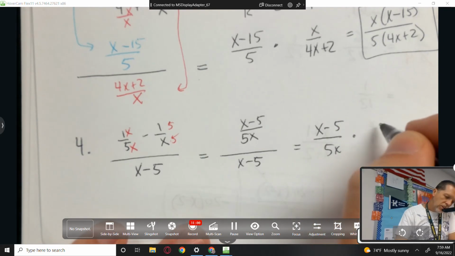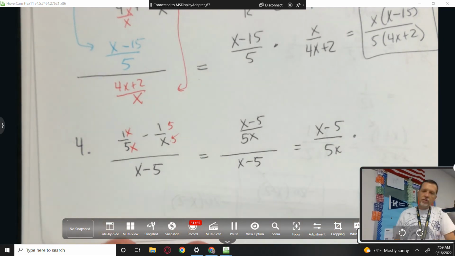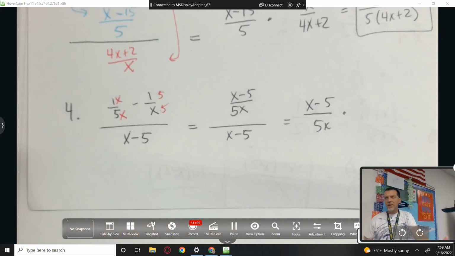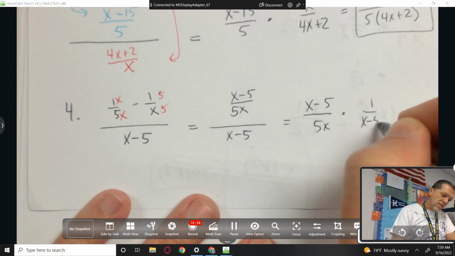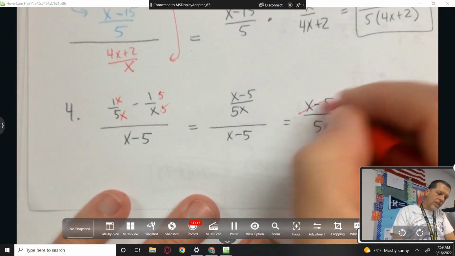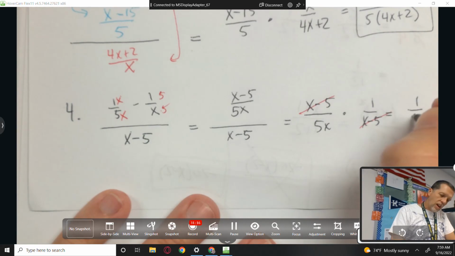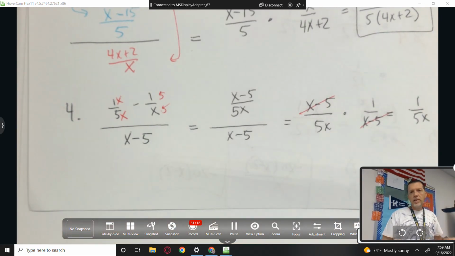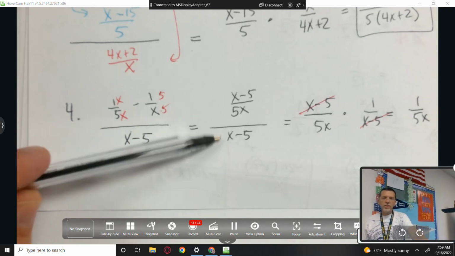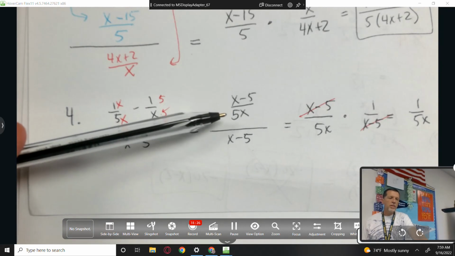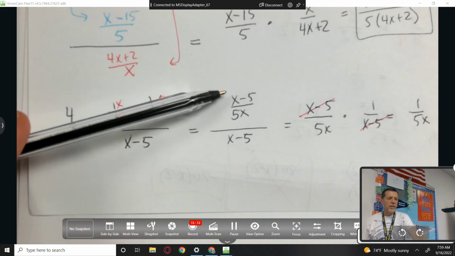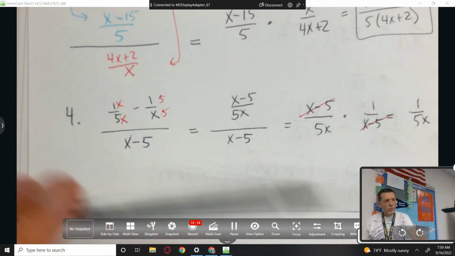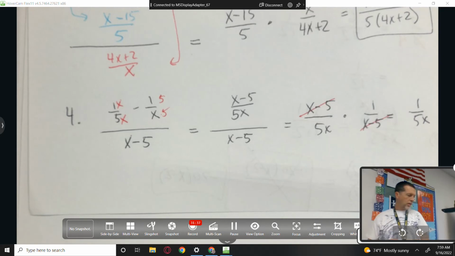Keep it, change it. Oh, how do I flip x minus 5 if it's not a fraction? Yeah, just make it a fraction, 1 over x minus 5. And then now this is easy, the x minus 5s cancel, and we're left with 1 over 5x. The danger in that problem is canceling the x minus 5s, which would be okay because they did cancel, but then students get confused on where's the 5x, because it's in the bottom of the top, so where does that make it go? Write out the keep it, change it, flip it, and then worry about canceling stuff.